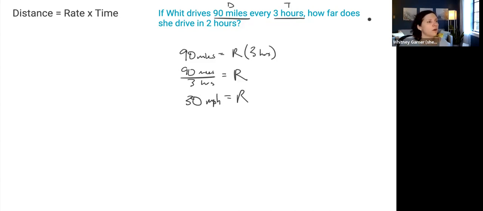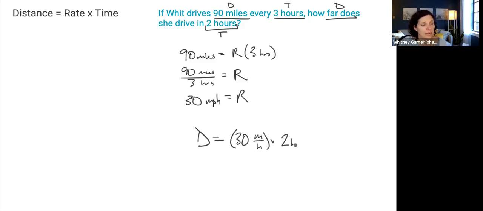Now I want to know how far does she drive in 2 hours? Okay. So I want a distance at a rate of 30 miles per hour times 2 hours. My hour units will cancel just like our time unit canceled before. And now our distance is 60 miles.